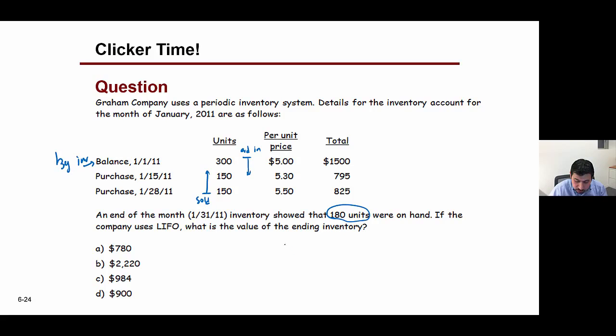So the ending inventory will be equal to 180 multiplied by 5, which is equal to $900. And this is because the first batch of units had the number that we have. If the question had asked you about the cost of goods sold, you would subtract this number from the cost of goods available for sale.